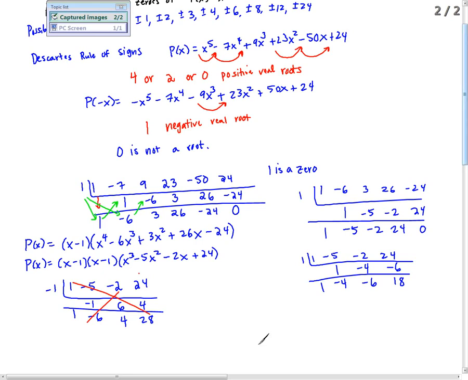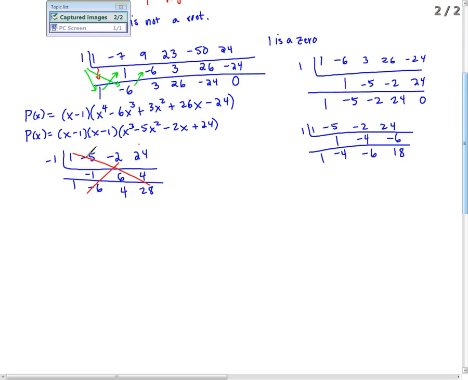So I'm going to scroll down a little bit. And I'm going to start with these numbers again. 1, -5, -2, and 24. I'm going to try -2. So I bring down the first term, 1. -2 times 1 is -2. -5 plus -2 is -7. -2 times -7 is +14. -2 plus 14 is 12. -2 times 12 is -24. -24 and +24 combine to give 0. Guess what? We have another 0.